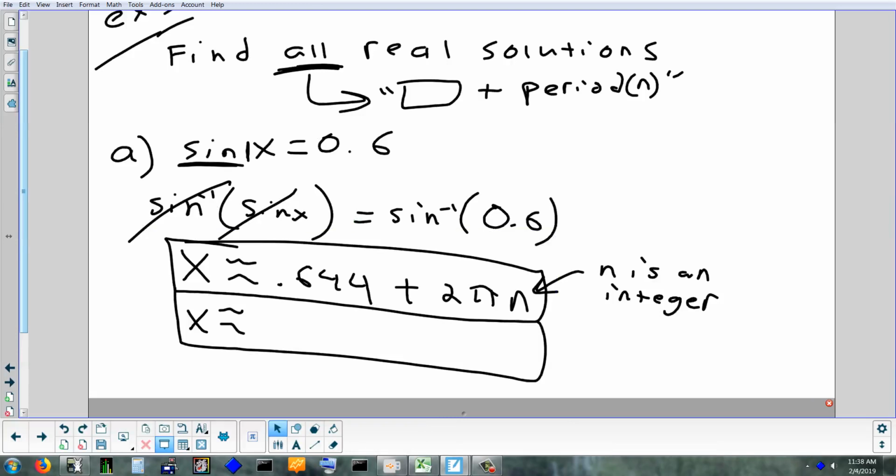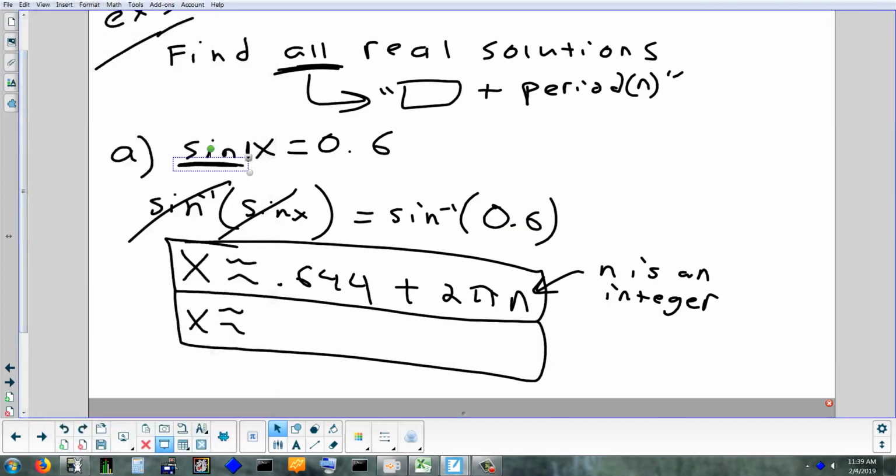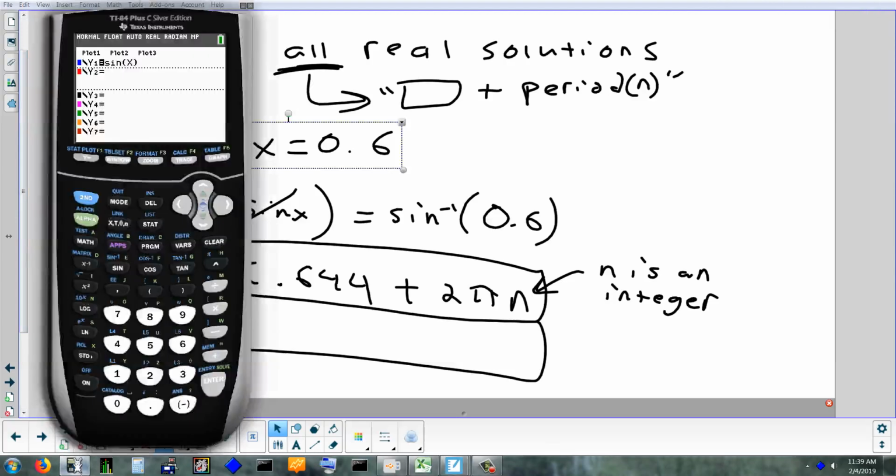All right, so next thing we have to do is, there's a second answer. If you didn't know there was a second answer, graph it. Graphing is what would tell you there's a second answer. Put what's on the left in y1, put what's on the right in y2. And when you're looking for where two graphs are equal, we're looking for where they do what? We're looking for where they intersect.